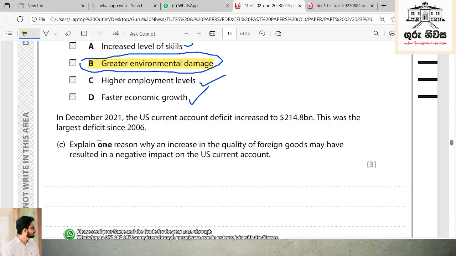Right. Can you read the question, Lamai? In 2000 and... US current account deficit increased to, yes, there's a deficit. This was a larger deficit since 2000. Puta, can you see the screen?